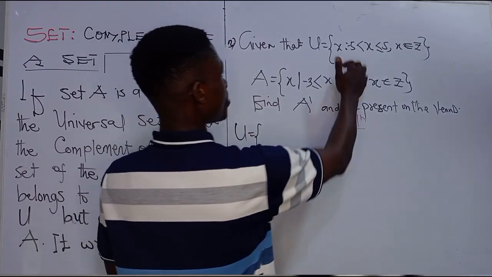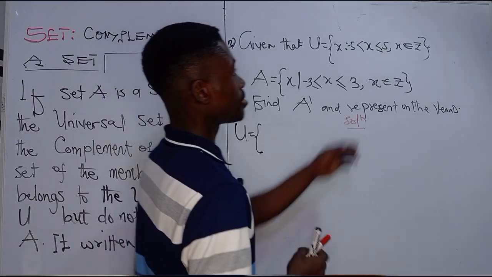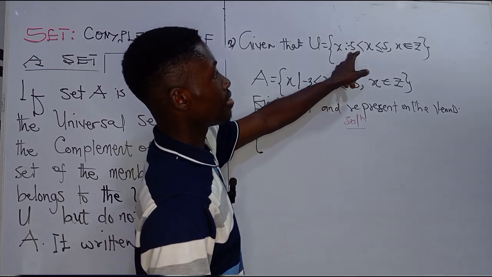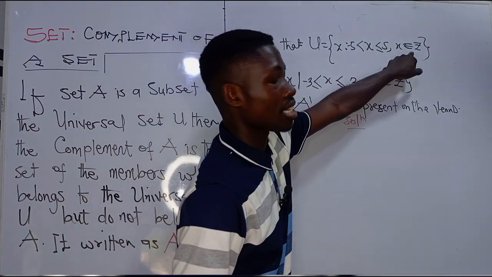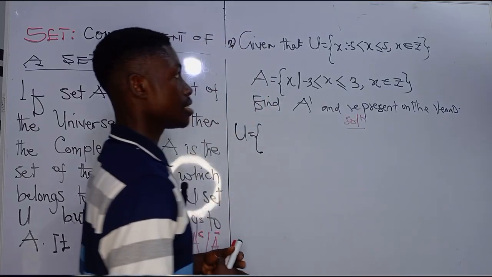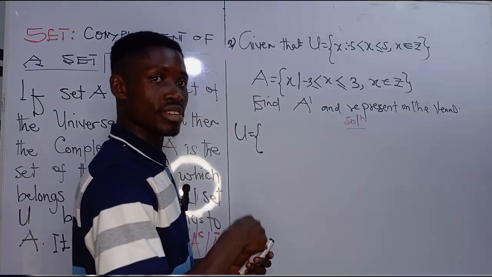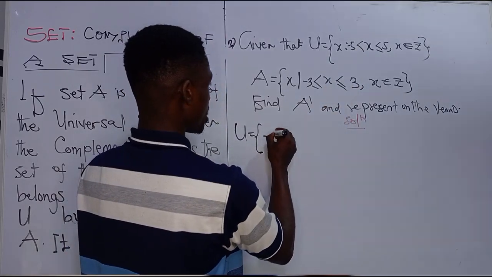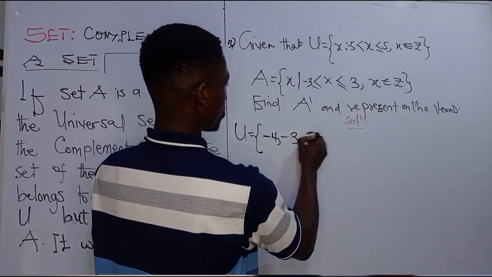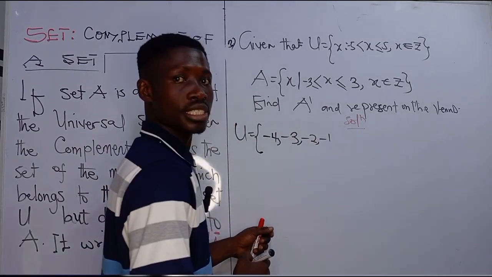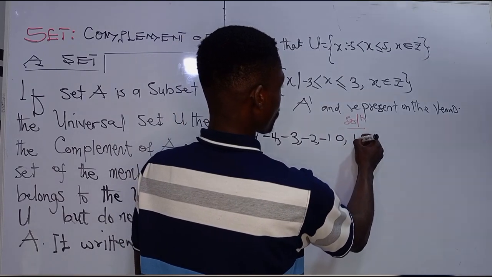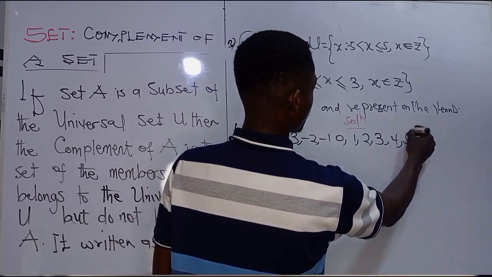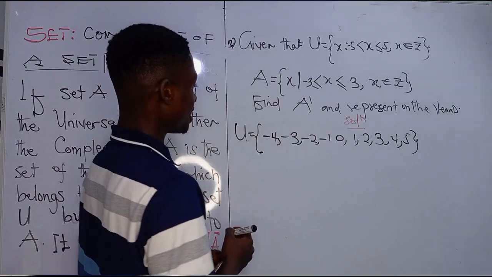So we are first going to list the elements of the universal set. We have a set of integers, S, such that S is greater than -5, but S is less than or equal to 5, where S is an integer. When we talk about integers, we are referring to positive and negative whole numbers. So in listing this set, we start from -4, -3, -2, -1, 0, 1, 2, 3, 4, and then 5. So this becomes our universal set.